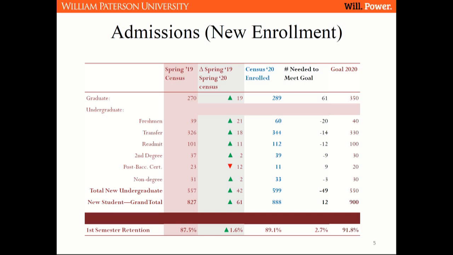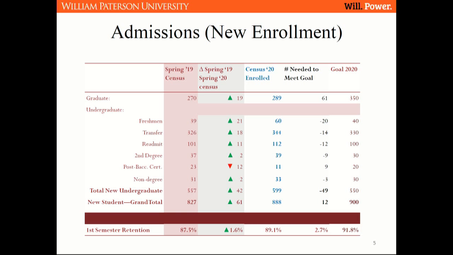So last spring, 87.5% of the freshman class returned from fall to spring. Typically that number should be north of 91%. You lose most of the students that you're going to lose between spring and fall, not between fall and spring. And so a number that's below 90% is something that bears watching, and we are.